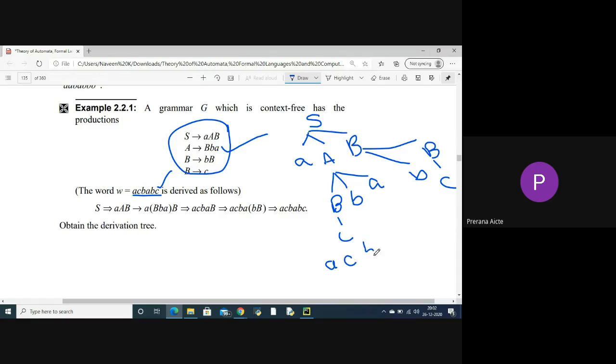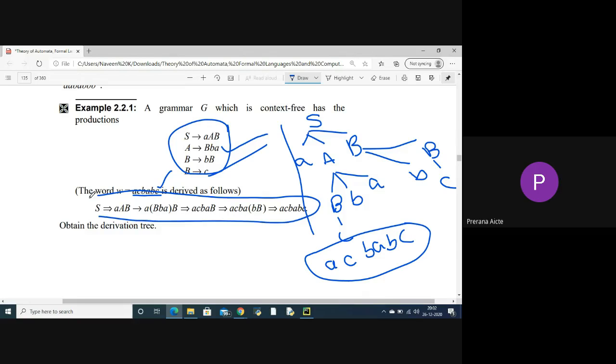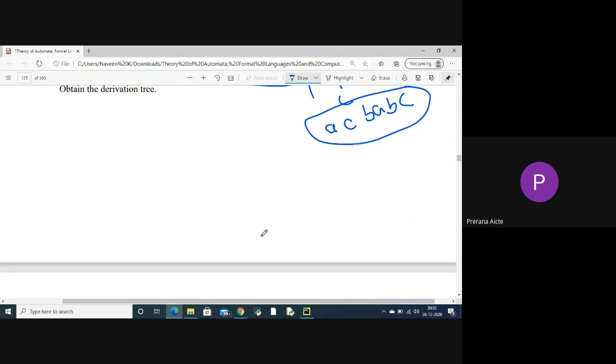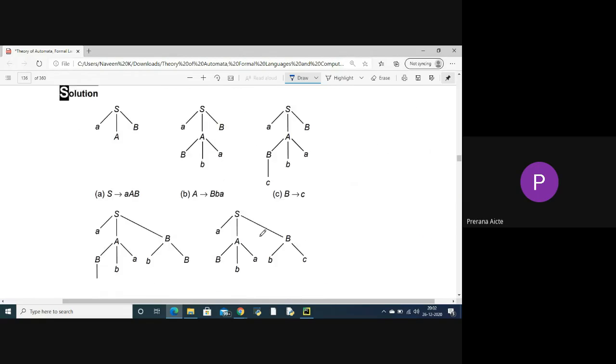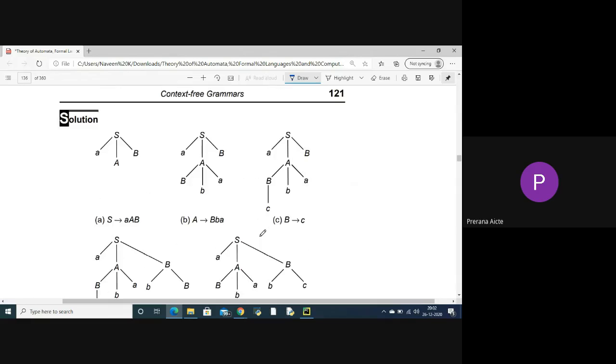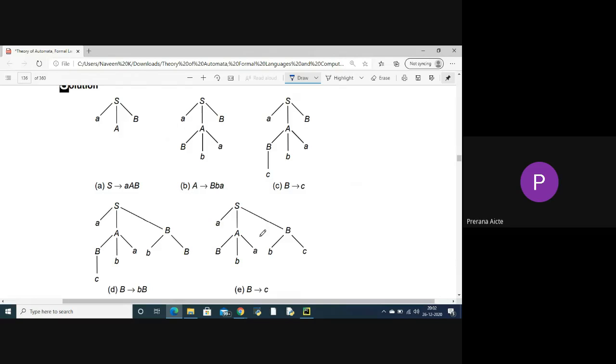So the string is AC, BA, BC. So it is the parse tree for the given grammar. It is the sentential form for the given grammar. It is a derivation for the given grammar also. Okay. Here it is the step-by-step explanation for the derivation of the string AC, BA, BC.